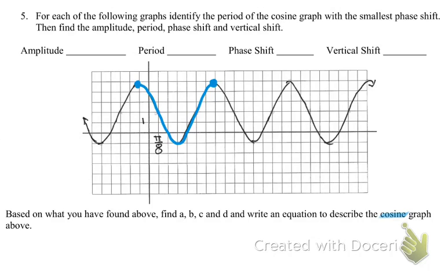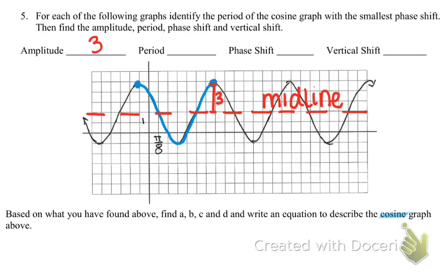So let's start with identifying the midline. The midline is the halfway distance between the max and the min. So we have our midline right here. Identifying our midline helps us to start with the amplitude. The amplitude is that distance between the max or min and the midline. So our amplitude will be 3.